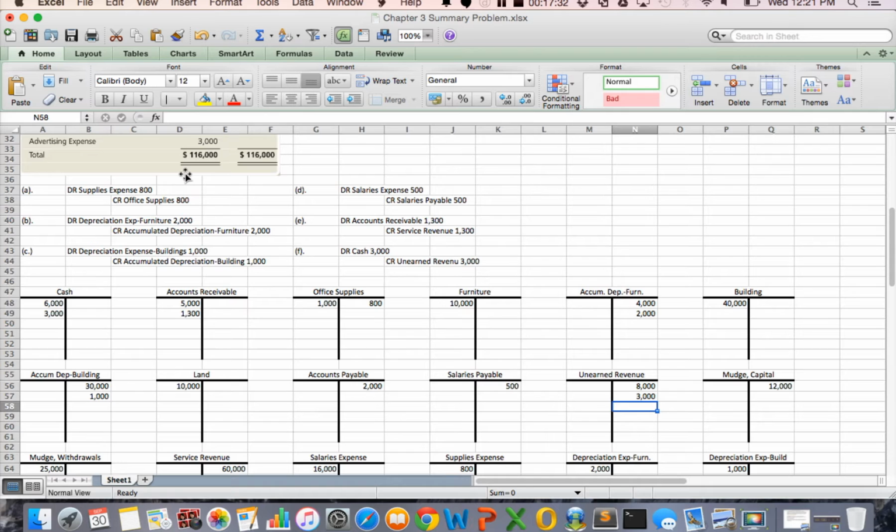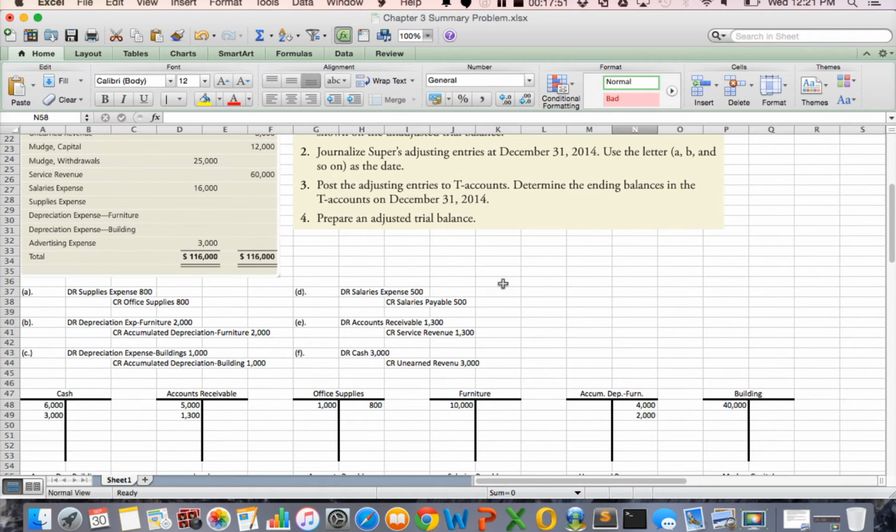Okay, I just basically moved the information from my journal entries down into my T-charts. Does everyone understand how to do that? Okay, that should be pretty straightforward. All you're doing is walking through one by one, line by line, and putting that information down into the bottom. Okay, so that was part 3.